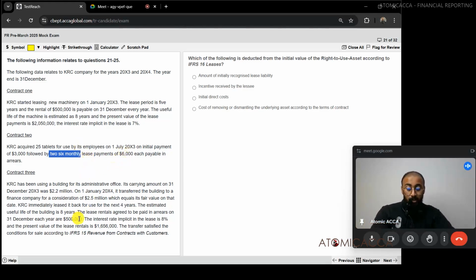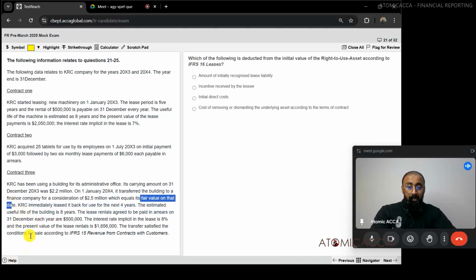Next one, contract 3. KRC has been using a building for its administrative office. Its carrying amount on 31st December X3, that is first year ending, was 2.2 million, that is carrying value. First Jan X4, that is the first day of second year, it transferred the building to a finance company for a consideration of 2.5 million. So an asset that was having a 2.2 million carrying value, you sold it. Consideration means you're getting money for that, for 2.5 million. So you sold it at 300,000 profit, which equals its fair value on that date.